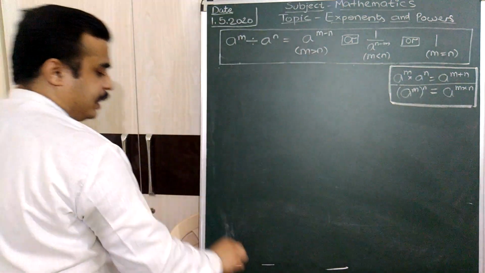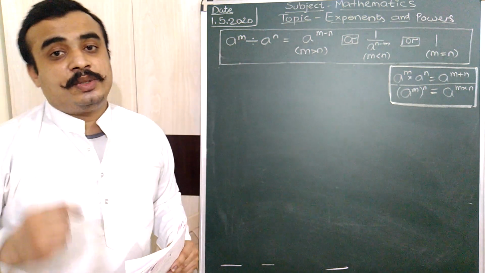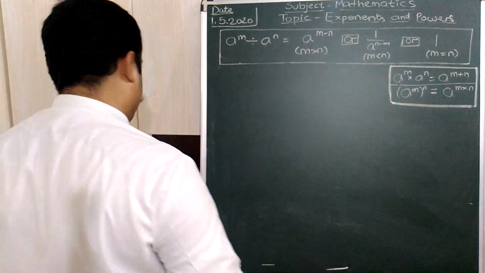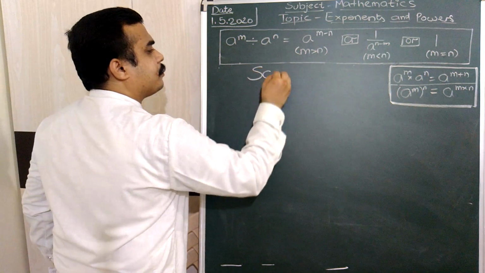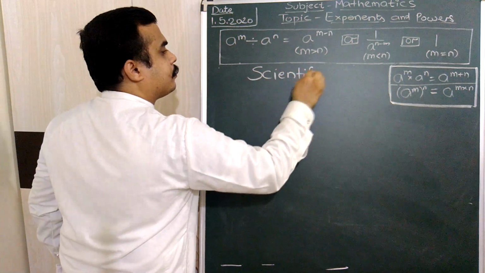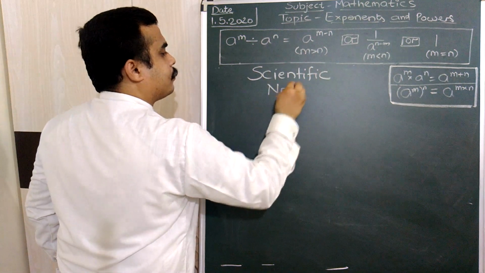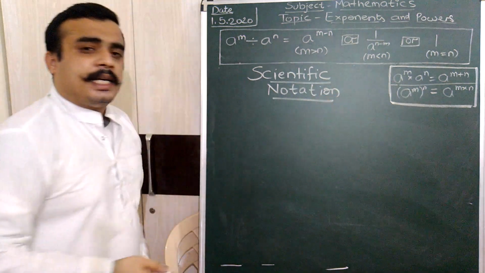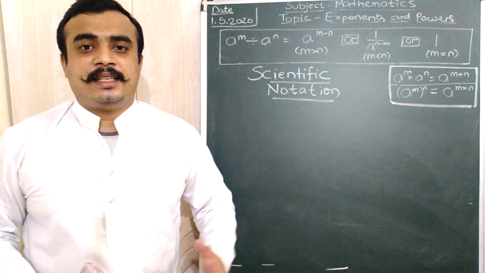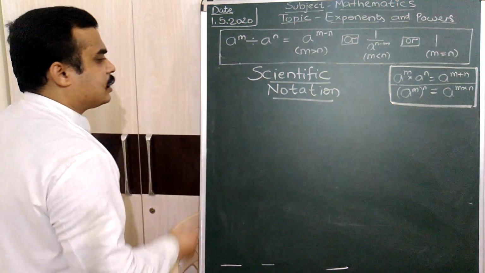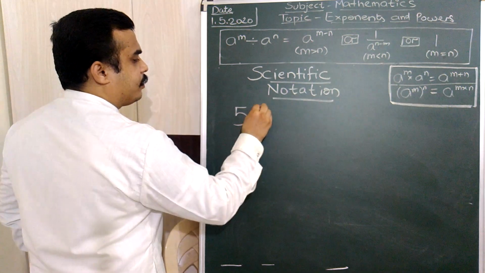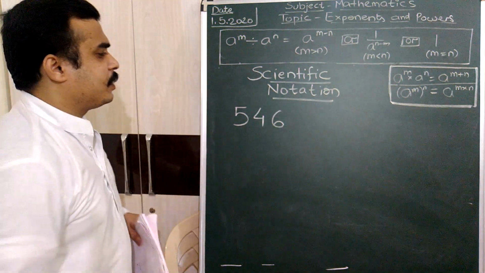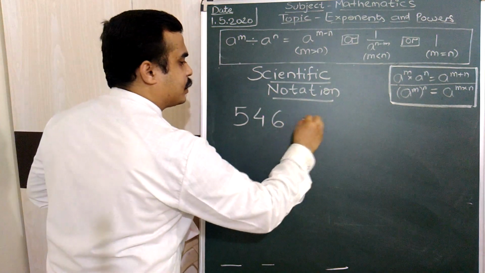So here we have to be very careful about which law we have to use and when. Now the concept is scientific notation. Scientific notation, very simple concept. Let's see how to solve. Suppose we have 546, no problem.